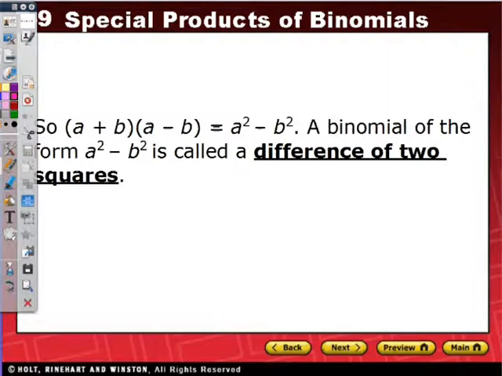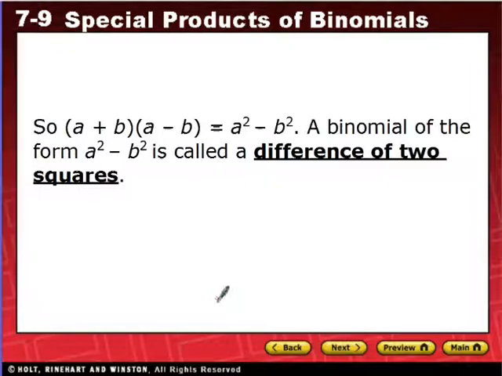Going back in time, here we go. In the bottom box on the bottom right hand side of page 107, you're going to write down the result of a plus b times a minus b, which is a squared minus b squared. This is called a difference of 2 squares, and they have that nicely labeled for you. Difference of 2 squares. Pretty obvious why it's called that.